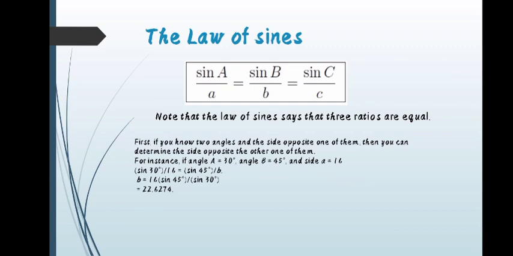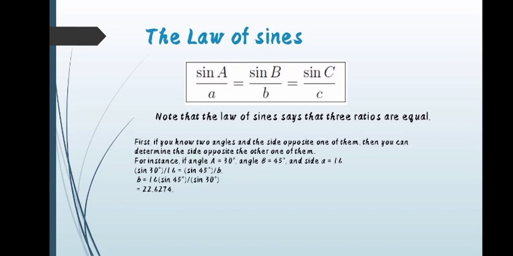The law of sines. Sine big A over small a is equal to sine big B over small b is equal to sine big C over small c. Note that the law of sines says that 3 ratios are equal. First, if you know 2 angles and the side opposite one of them, then you can determine the side opposite the other one of them.